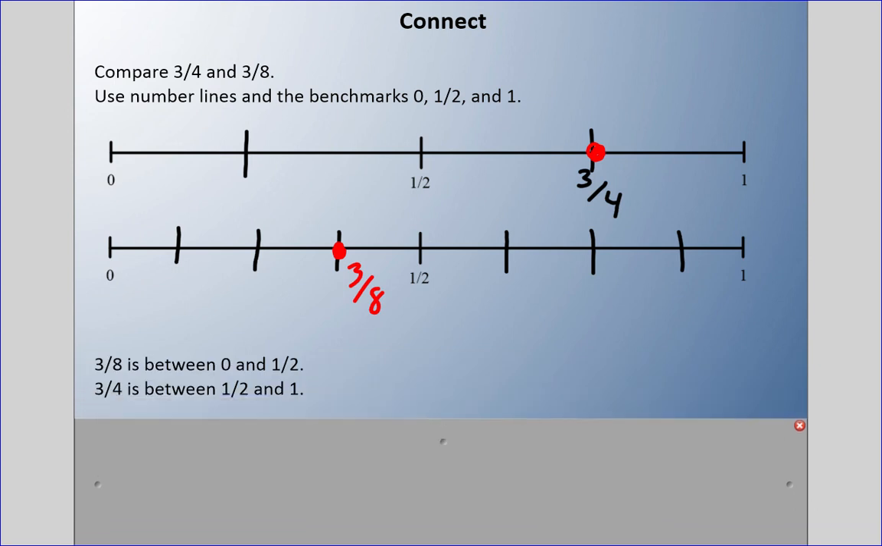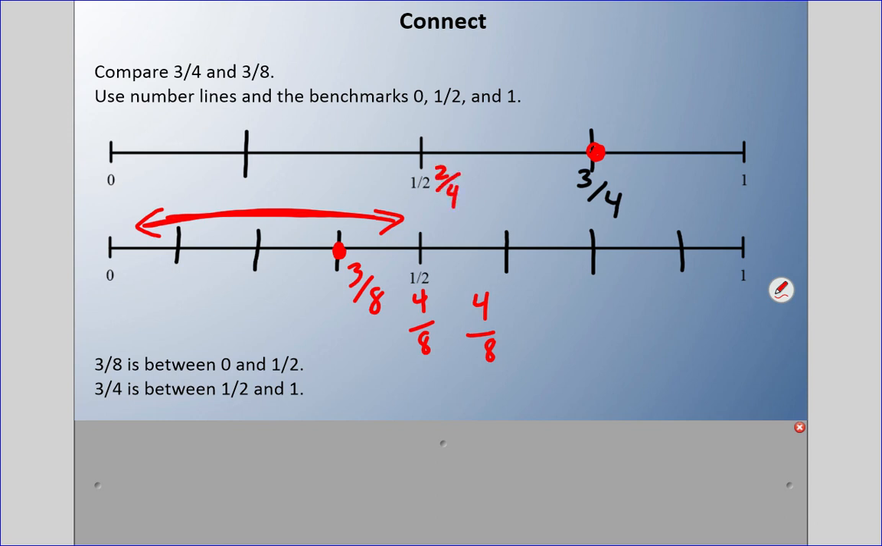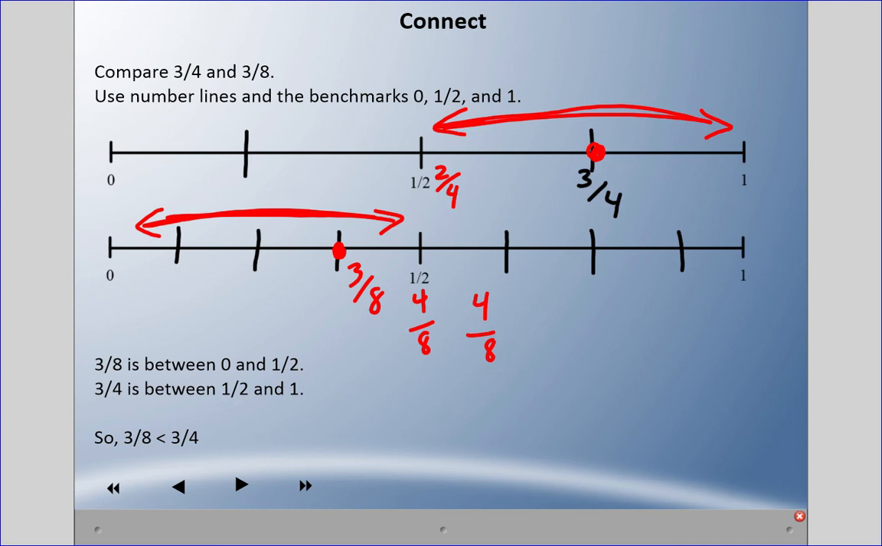So 3/8 is between 0 and half. Okay, and what I can think about is, well, what is half of 8? Well, 4/8, so technically half is 4/8. Well, I know 3 is less than 4, so it has to be in this area here. And I know that 3/4 is greater than a half, because that would be 2/4. So I know it has to be somewhere in this area. And so that's just a way of thinking about it. So 3/8 is less than 3/4.